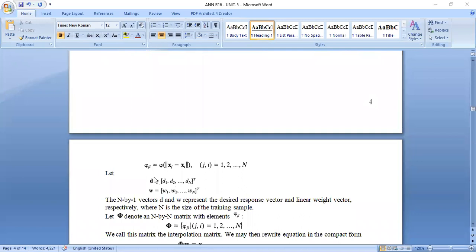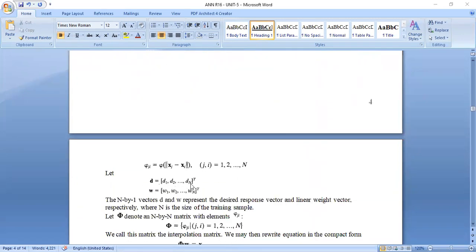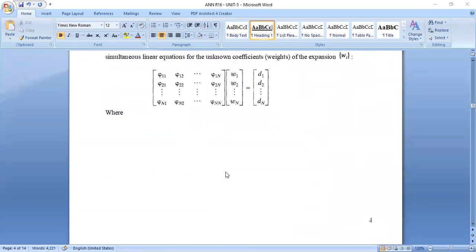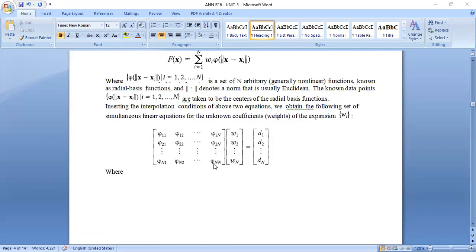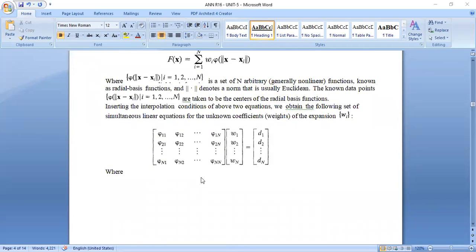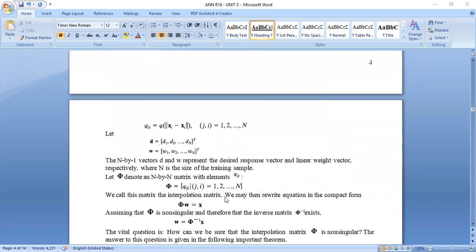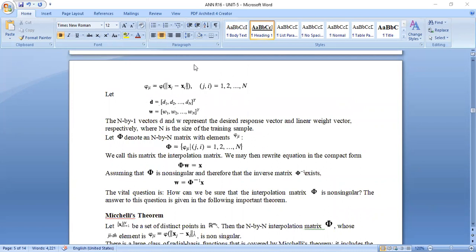Here phi ij equals phi of the norm of xj minus xi, where j and i run from 1 to n. What is d here? D is d1, d2, dn whole to the power of transpose. And w is w1, w2, wn whole to the power of transpose. These are the representations of this equation.